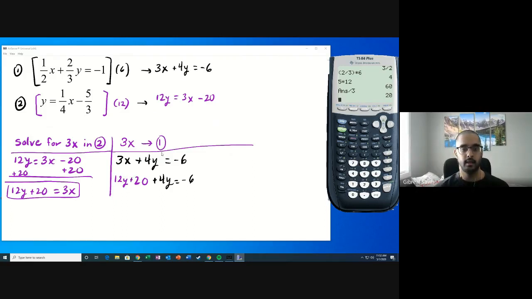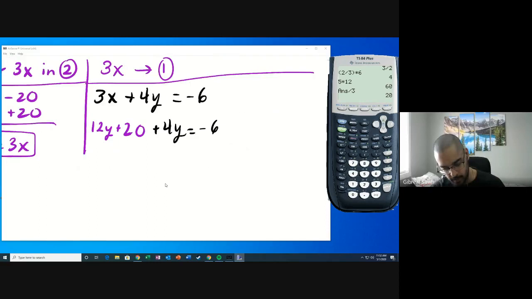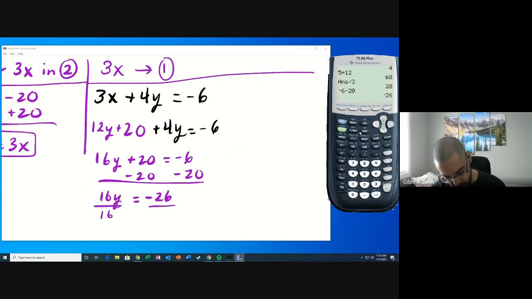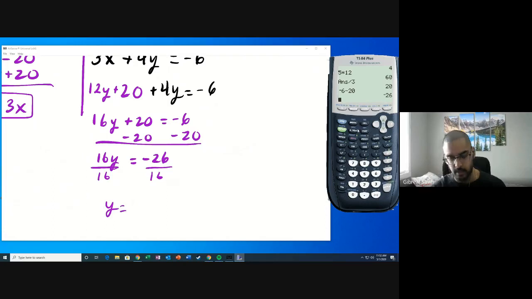Now it looks good. Again, you can see we're plugging in something with x's and we're solving for something with y's. Collect like terms once more. So 16y plus 20 equals negative 6, minus 20 on both sides. 16y equals negative 6 minus 20. Negative 6 minus 20, getting more negative, so negative 26. When I divide both by 16, I am going to still have a fraction as my answer. So let's divide that by 16, change it into a fraction, negative 13 over 8.